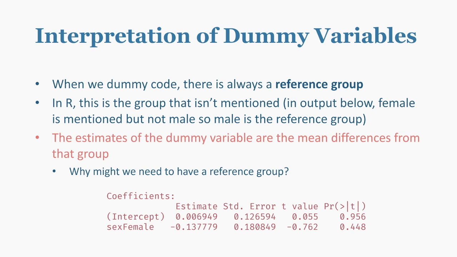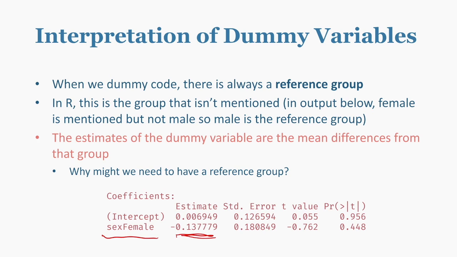But when we interpret our dummy variables, it's important to keep in mind that there's always going to be what is known as a reference group. When doing this in R, the reference group is always going to be the group that isn't mentioned. So as you can see in this output below, only females are mentioned. So we know that male is our reference group. And when we look at the estimate or the beta coefficient of the dummy variable below, we see that this is the mean difference from our reference group.